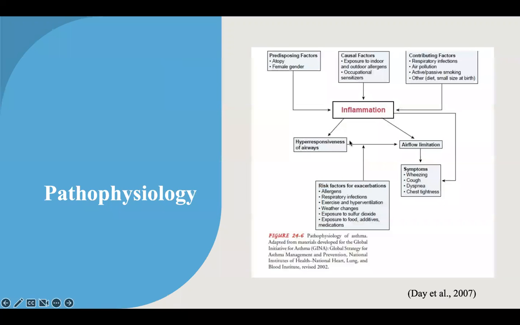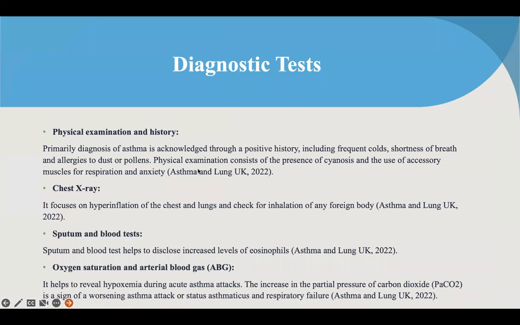In the pathophysiology table, the inflammation is caused by all these factors, which include female gender and others such as allergies, occupational exposures, respiratory infection, air pollution, smoking, and hyperresponsiveness of the airway limitation causing the symptoms, and the risk factors for exacerbation. Moving forward to the diagnostic tests that can be used, the first is the physical examination and history.